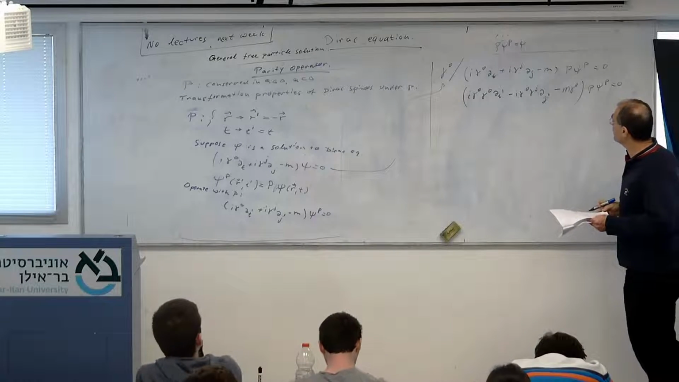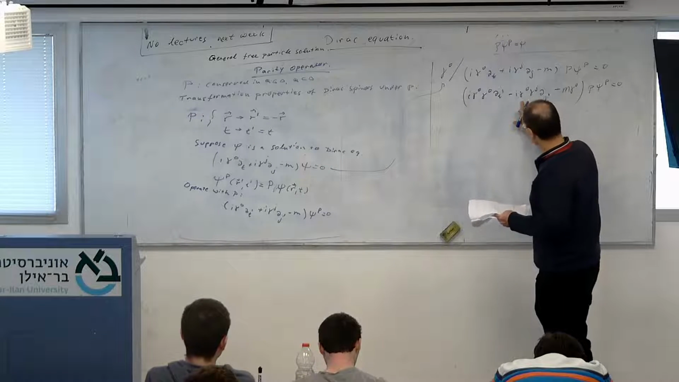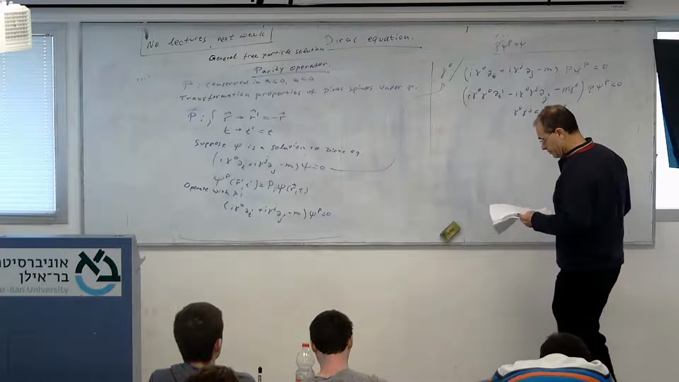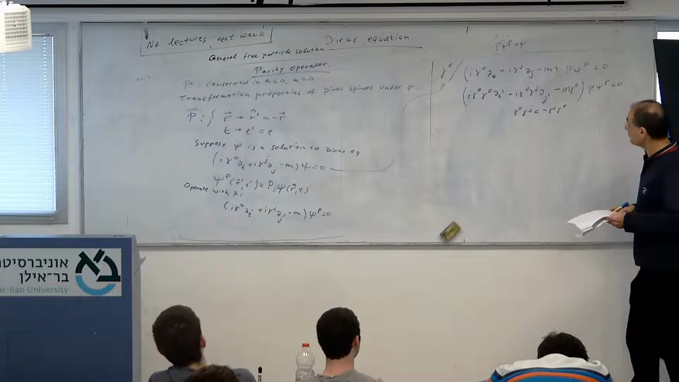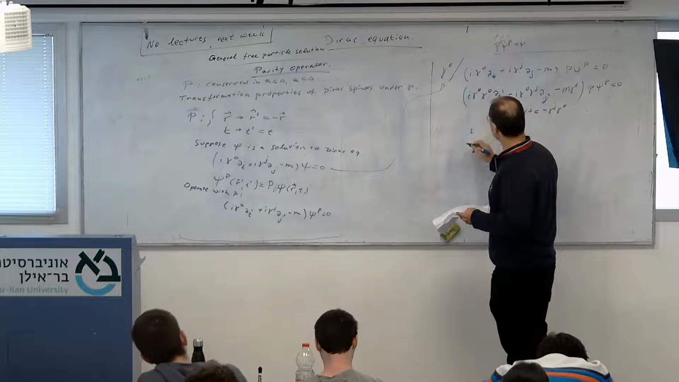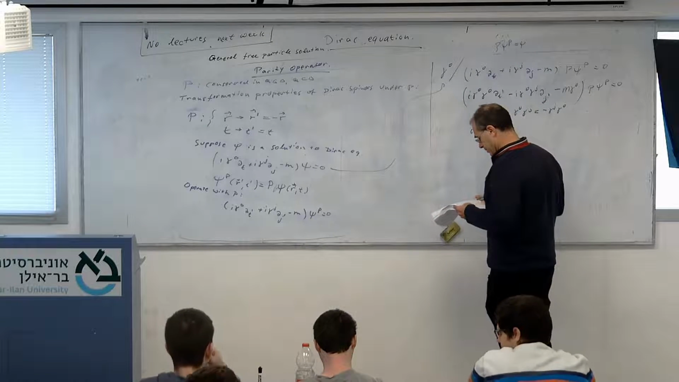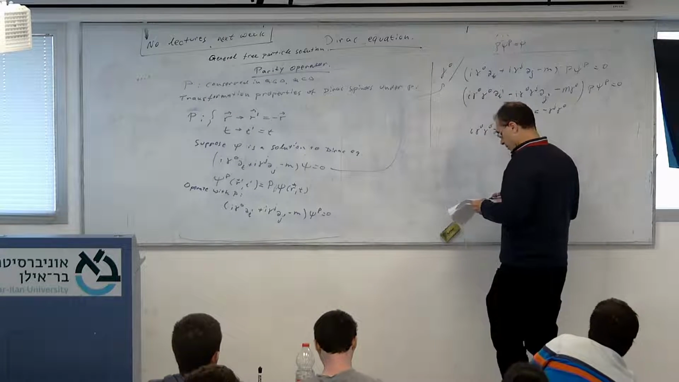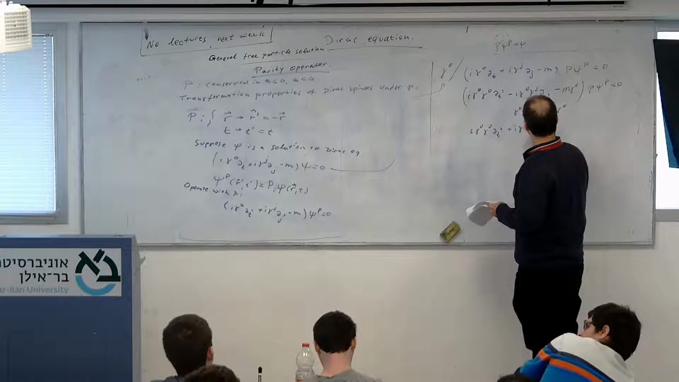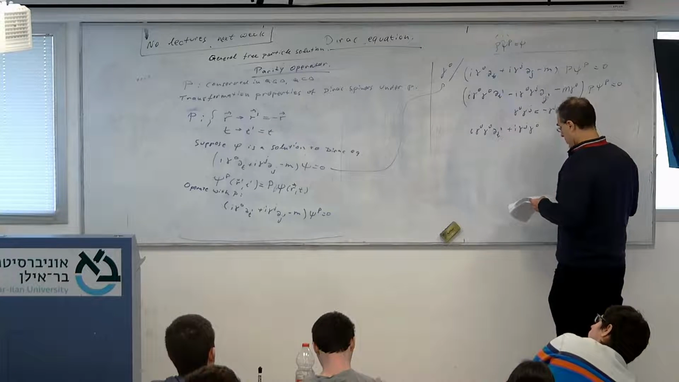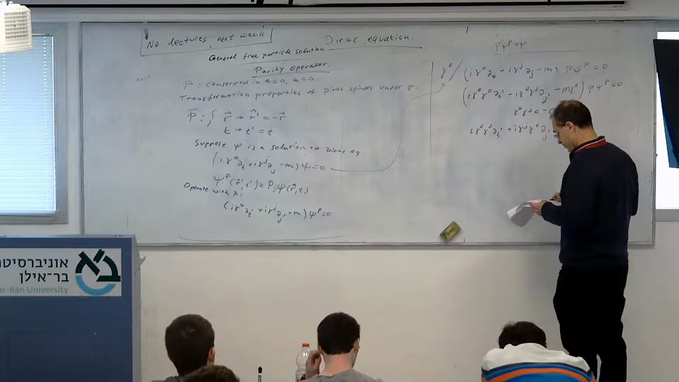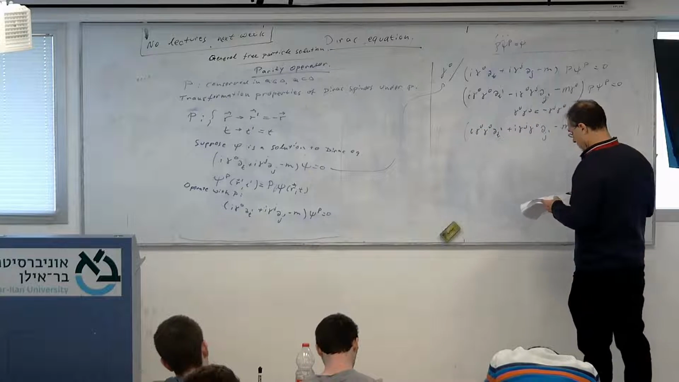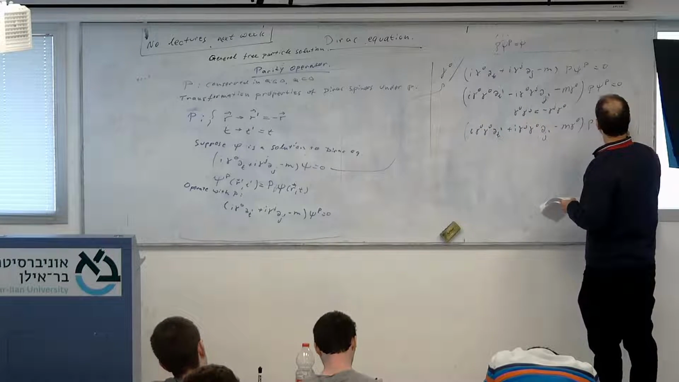Now I'm using also the anti-commutation relation of gamma 0 and gamma j. So remember that gamma 0 gamma j is minus gamma j gamma 0. So I'm going to write this as i, still staying with the gamma 0 squared, so gamma 0 dt prime, plus i gamma j gamma 0 dj prime, minus m gamma 0, p psi p is equal to 0.